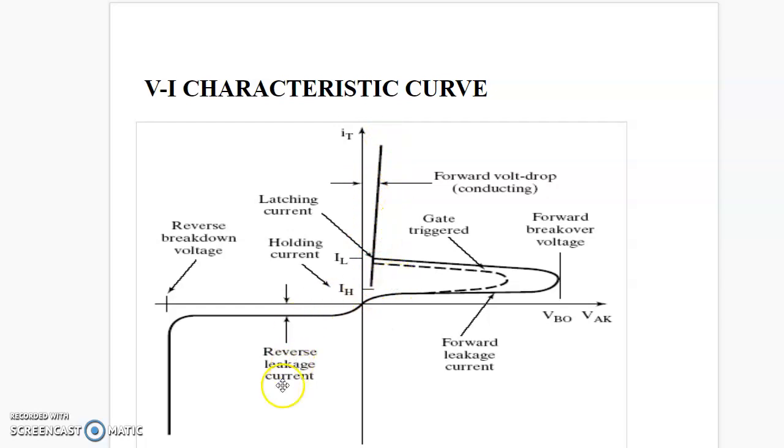So next we'll come to the reverse blocking mode. In reverse blocking mode, if you start applying reverse voltage, there will be a reverse leakage current, just like the forward leakage current, up to a certain point. This point is the reverse breakdown voltage. Beyond this point, if you apply voltage, avalanche breakdown happens in this region, in which we see that the current will become infinite even for a small change in voltage.